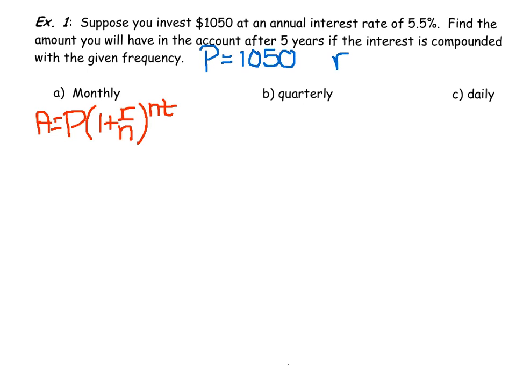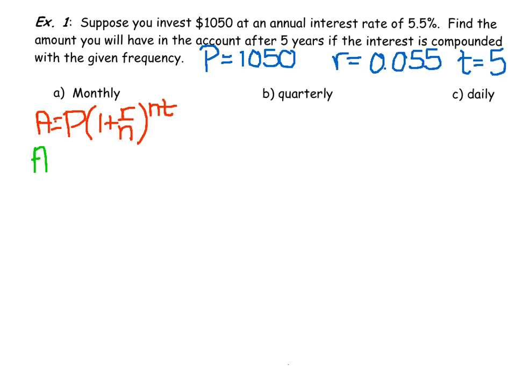Then we have R. R is our interest rate. That's 5.5%, but what did we say? We do not keep interest rate as a percent. We're going to change it to a decimal, so 0.055. And then we have, find the amount you will have in the account after T years. So T is going to be 5 years, because after 5 years, if the interest is compounded with the given frequency. So let's plug these in and then use our calculator.